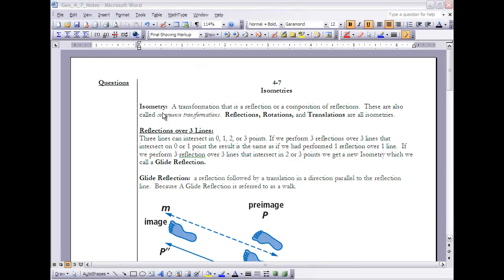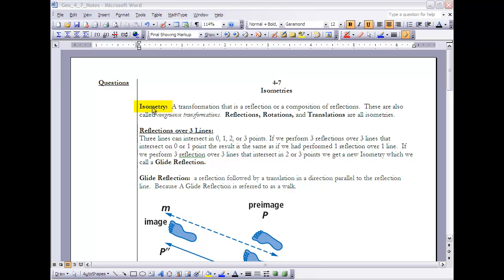Okay, these are the notes for section 4.7, isometries. At the end of lesson 4.6, one of the things that we did is we summarized the transformations that we've looked at so far: reflections, rotations, and translations. Well, all three of those transformations fall under a larger category, which we're going to call isometries.